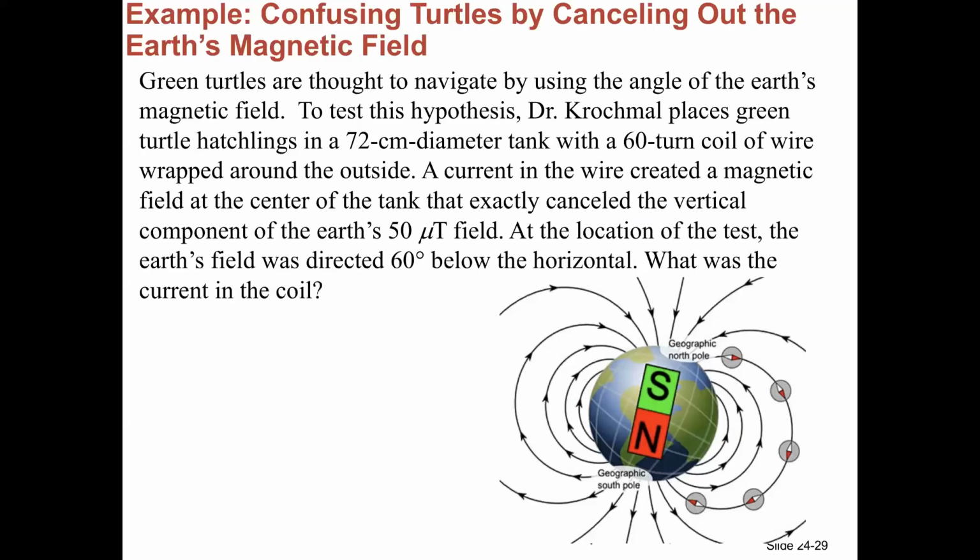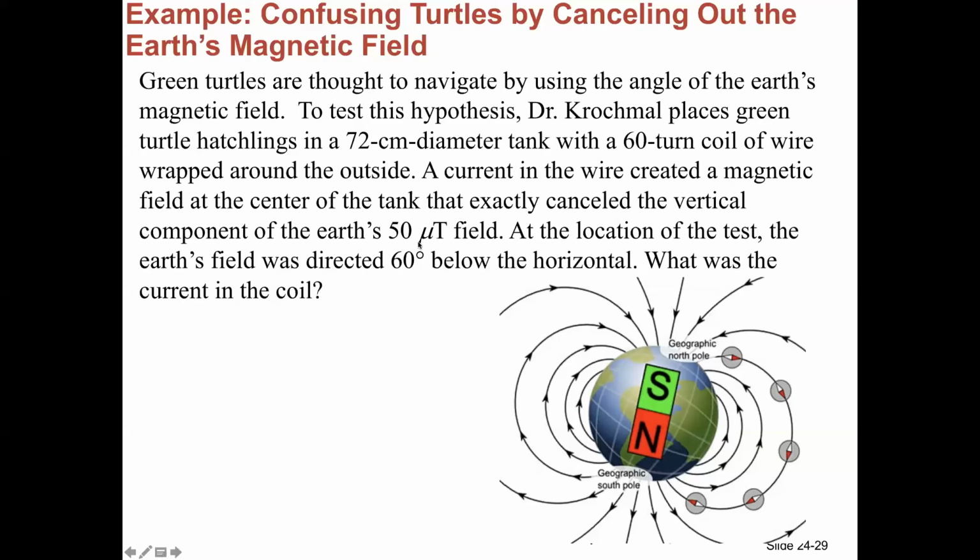So to do that, basically we want to see if we can confuse the turtles. So Dr. Krochmal here is going to put a turtle in the tank. The tank is 72 centimeters in diameter, and what he's going to do is take a whole bunch of wire and wrap it 60 times around the outside of the tank. Then he takes a giant car battery or some kind of voltage source and runs a current through that wire. What he wants to do is create a magnetic field that perfectly cancels out the field from the Earth, or at least the vertical component of the field.